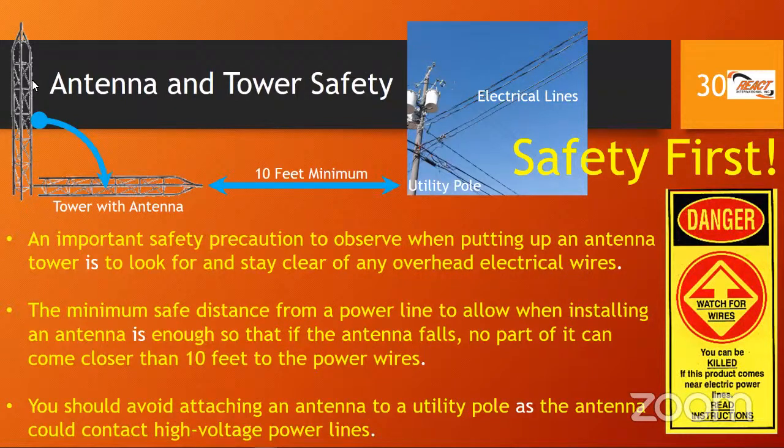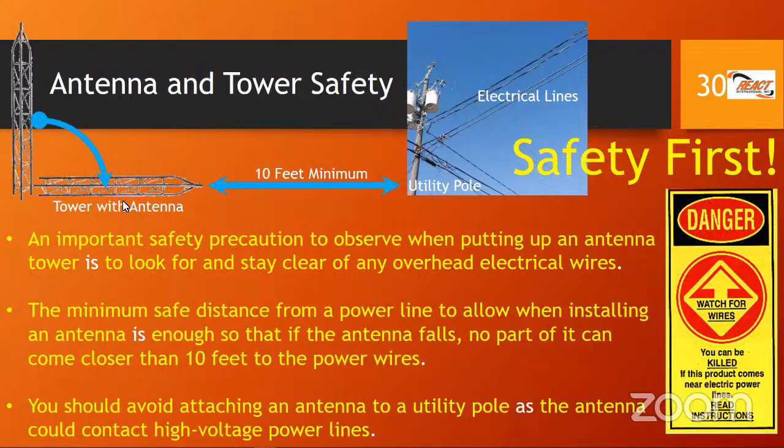We need to make sure that when we're putting this antenna tower up, we stay clear of utility lines, because quite often these utility lines are not insulated. Some of them coming from the pole to our houses may very well be insulated, but the lines that run across the poles are typically not insulated. They may be bare aluminum wire, for instance, right?